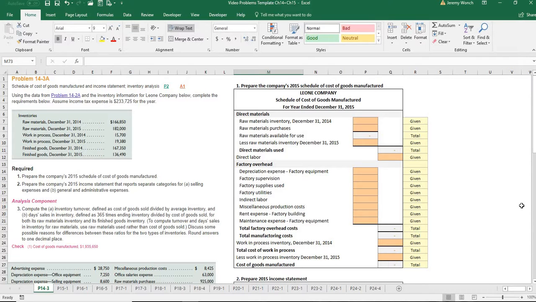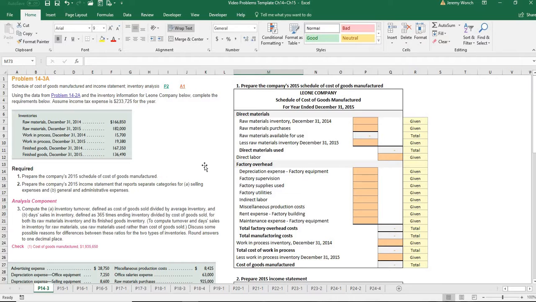And so a lot of that might be, so you have a factory supervisor, and his salary is going to go towards the product, but it's hard to say, hey, this one picnic table gets 3% of his salary or something like that. So it's going to be stuff that's just a little bit more general. So anyway, let's just jump in and start going through it.